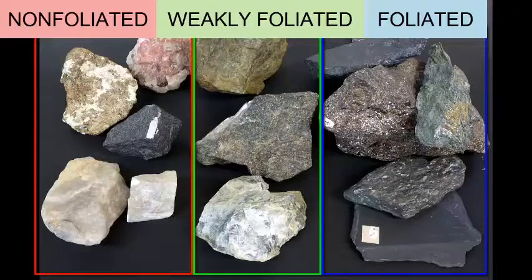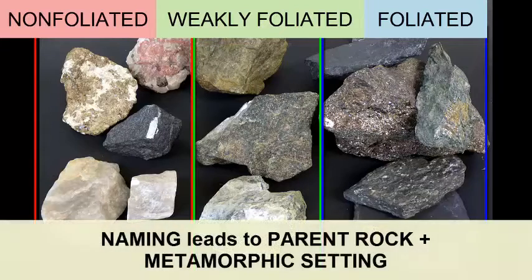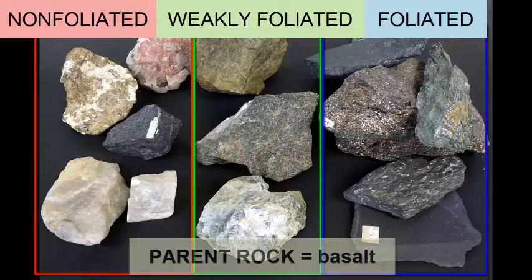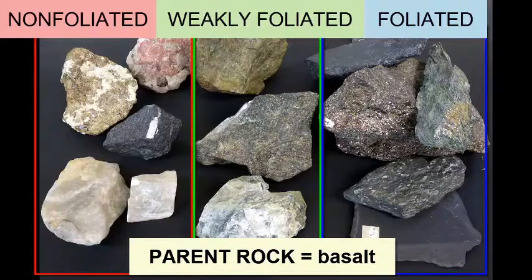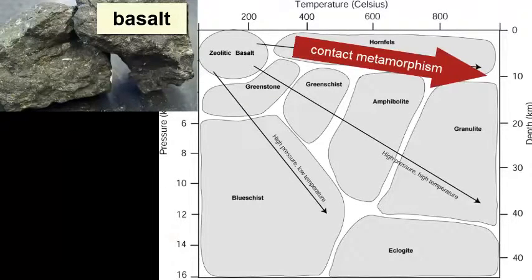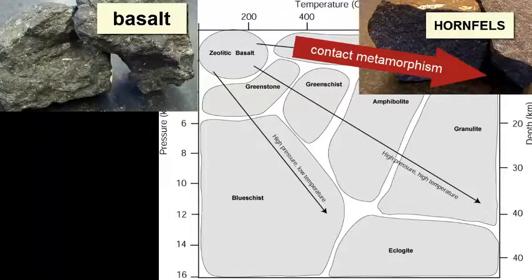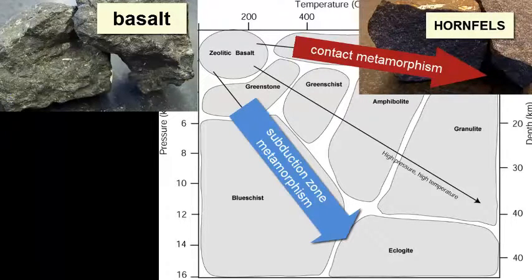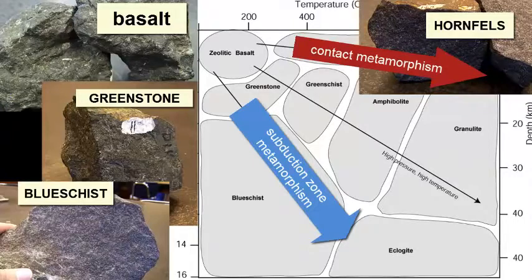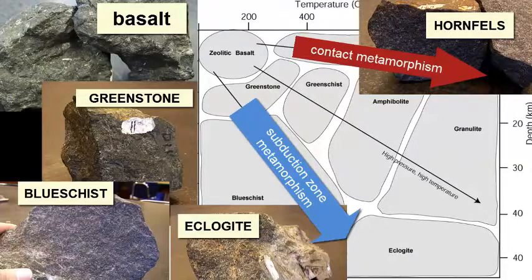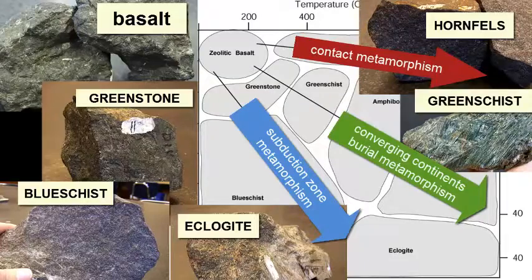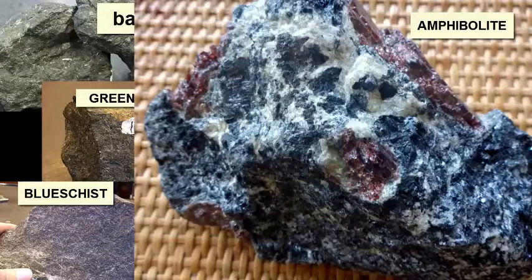So looking at these rocks again all together, we see that with metamorphic rocks in particular, the identification and naming process leads directly to the parent rock and metamorphic formation setting. Once you name a metamorphic rock, you can learn quite a lot about its formation history. For example, which of these rocks has basalt as a parent rock? If basalt is placed in a contact metamorphic setting, it turns to hornfels. If it's placed in a subduction zone, it turns to greenstone, then blue schist, then eclogite. If it's buried deeply, it becomes greenstone, then green schist, then a rock we didn't include here called amphibolite.